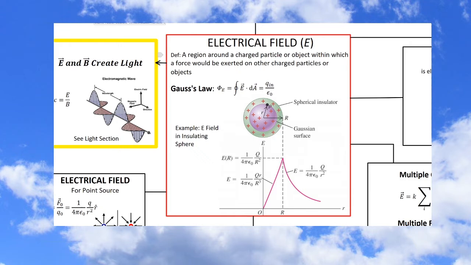The E field is a region around a charged particle or object within which a force would be exerted on another charged particle or object. So I'm going to draw that. I have my charged particle here in the center. I'm going to give it a positive charge. And the E field is going to leave that charged particle normal to the surface, or along the normal, like that. And it is going to go on pretty much for infinity.